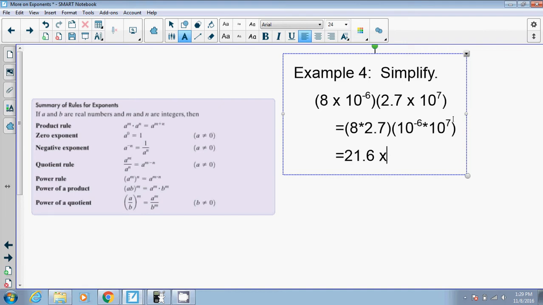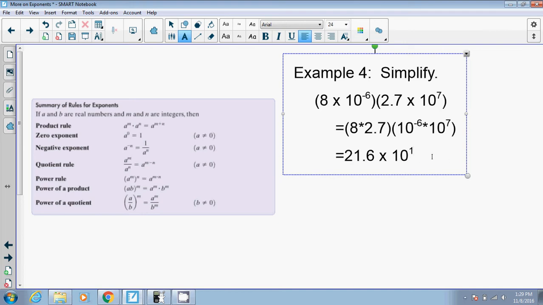Instead of doing that in our calculator, since I have a similar base, I'm able to use these exponent rules. Remember, I'm just multiplying these two, so I'm going to use the product rule. The product rule says when I'm multiplying two exponential expressions with the same base, all I do is add the exponents. So negative 6 plus 7 gives me 1. Don't forget, though, that that base of 10 still stays there. So we're close to having our answer for these two scientific notations being multiplied.